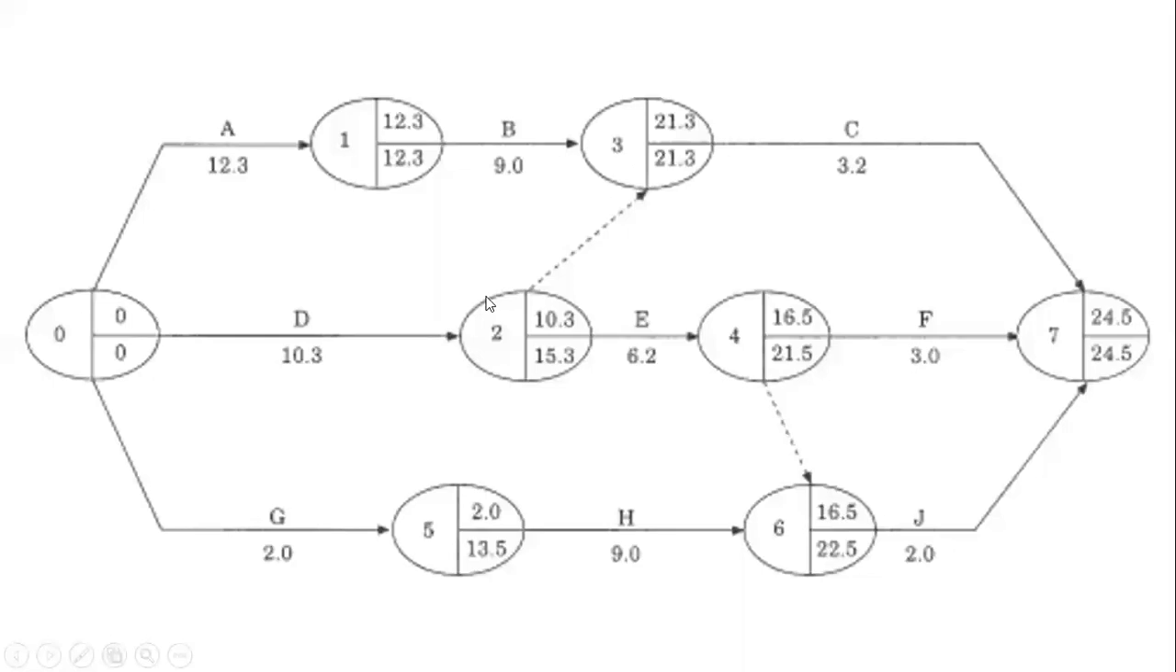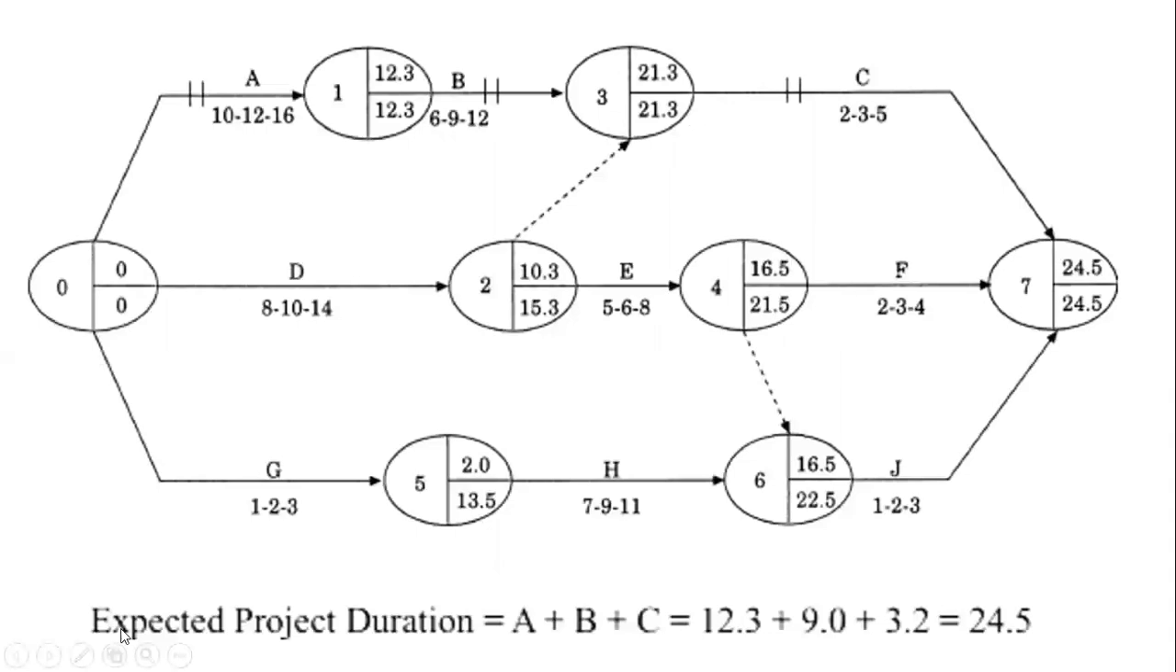Once you calculate this, the difference between each node should be 0 for the critical path, and that is coming at 0, number 1, number 3, and number 7. For other nodes, there is a difference. So the critical path is 0, 1, 3, 7, or activities A, B, C. These three activities indicate the critical path. Here the expected project duration is calculated. The critical path is shown with the two dotted lines.